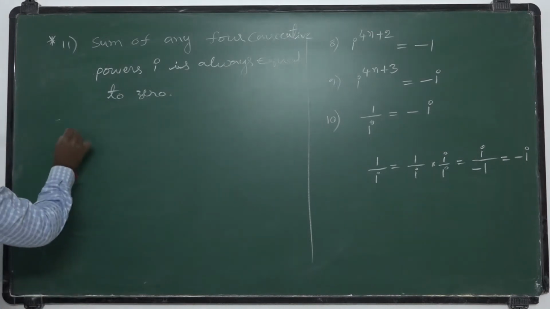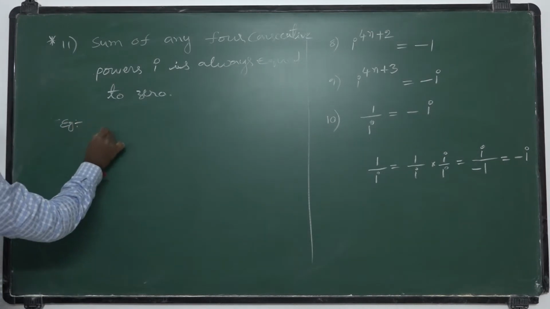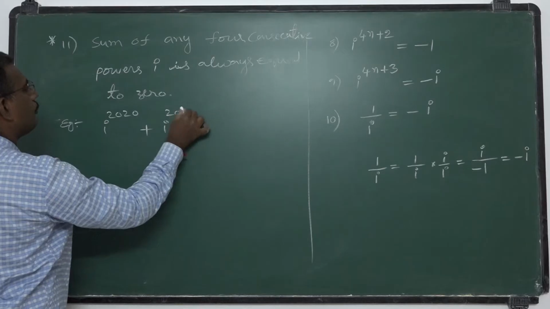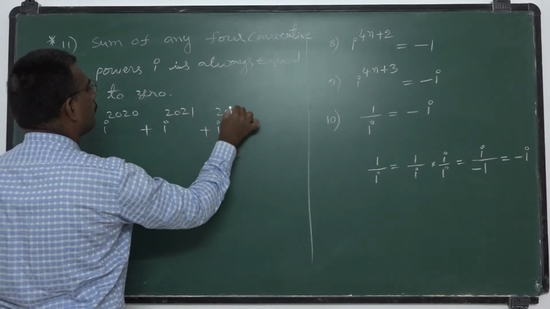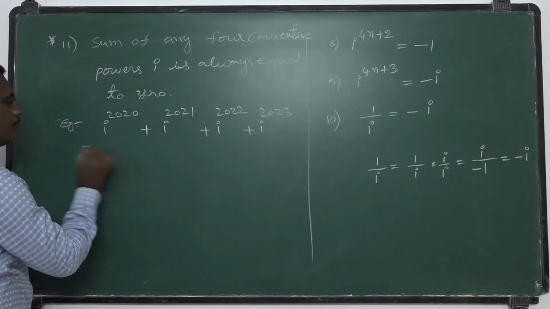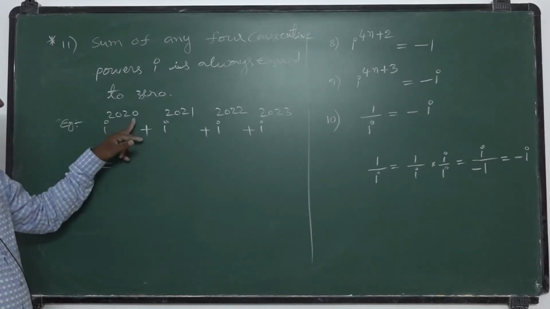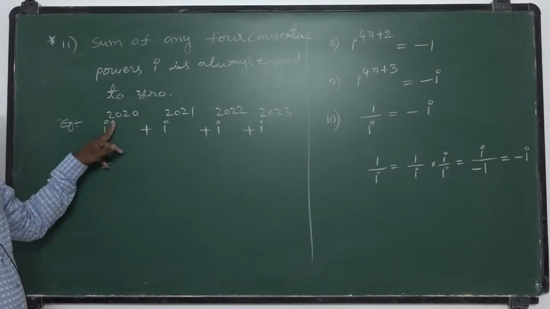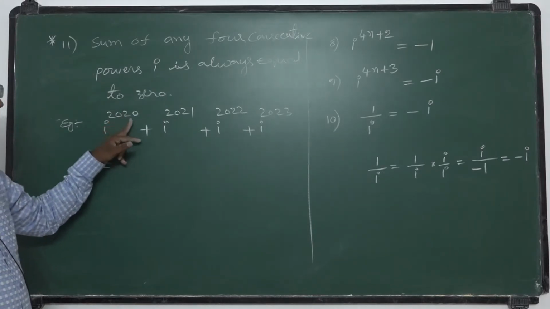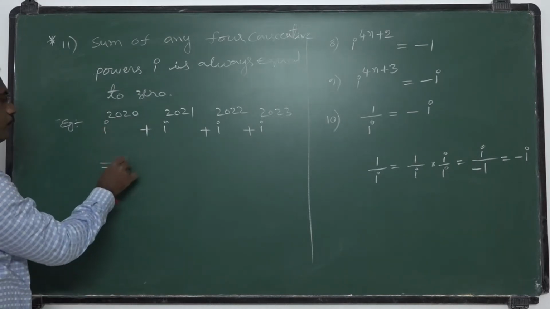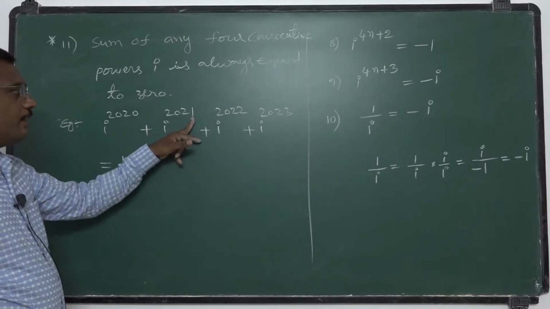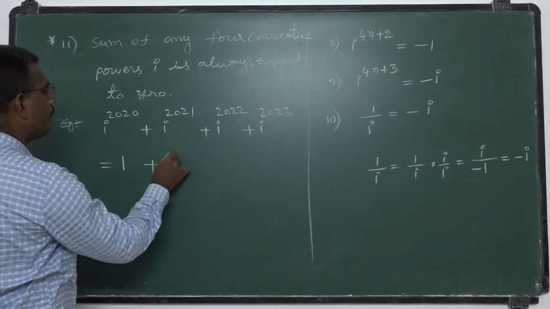It means, for example, i^2020 plus i^2021 plus i^2022 plus i^2023. This sum will be equal to 0 because i^2020, this number is a multiple of 4. So (i^4)^505, 1 power 505 is nothing but 1. So this will be equal to 1. Now, dividing the next number by 4, the remainder is 1. Therefore, this will be equal to i^1.